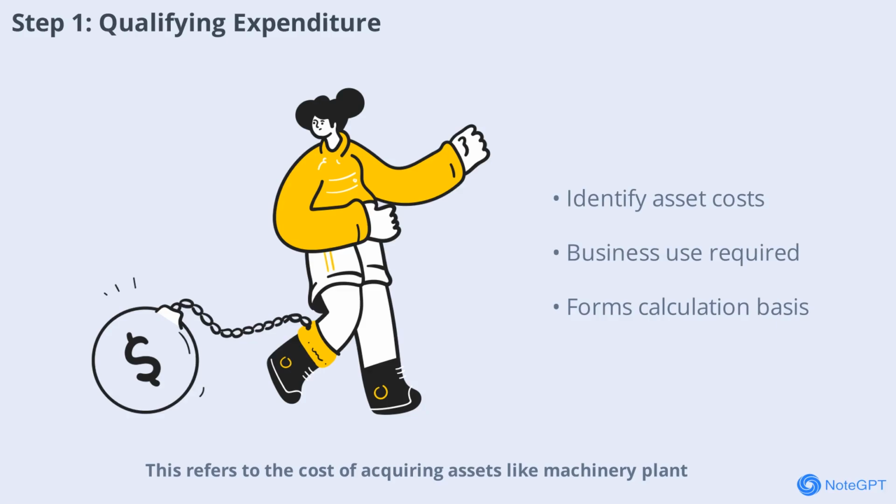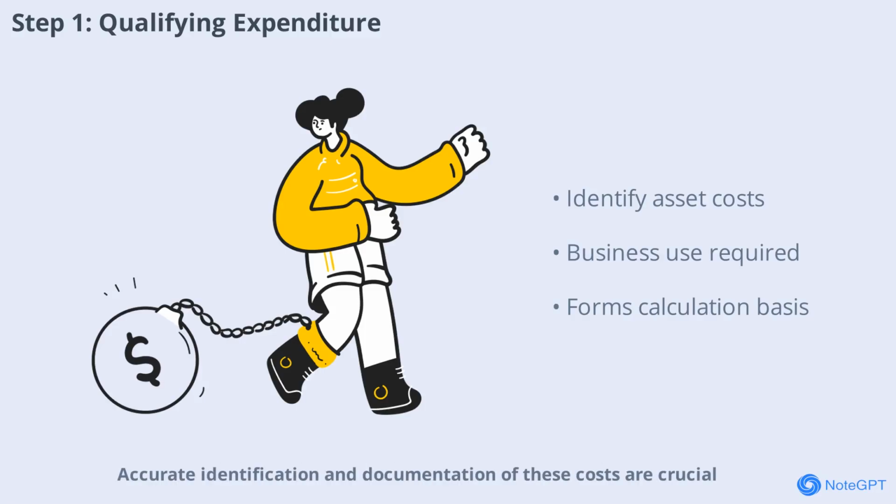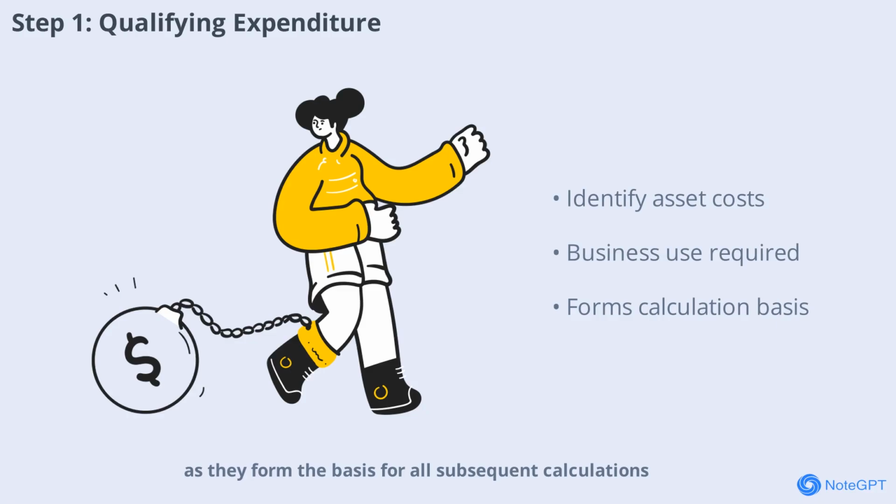The first step is to identify the qualifying expenditure for each asset. This refers to the cost of acquiring assets like machinery, plant, or industrial buildings that are eligible for capital allowances. Only assets used for business purposes qualify. Accurate identification and documentation of these costs are crucial, as they form the basis for all subsequent calculations.